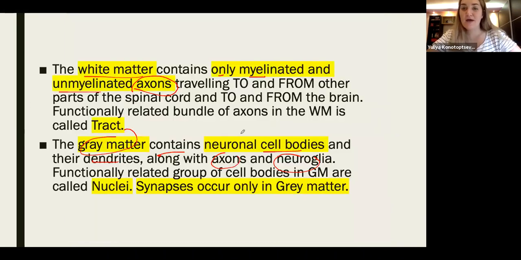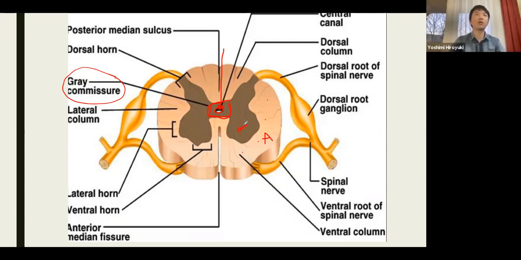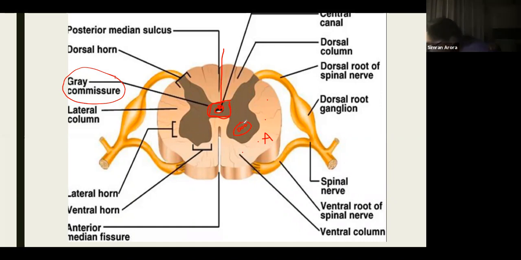How do we call a bunch of functionally related cell bodies together? Motor Nucleus. Very good. We call it nucleus. Ganglion is in the peripheral nervous system, but spinal cord is the central nervous system, so you will call it a nucleus. So where are the nuclei located in the spinal cord? In the gray or in the white matter? Gray. In the gray, because that's where the cell bodies are.